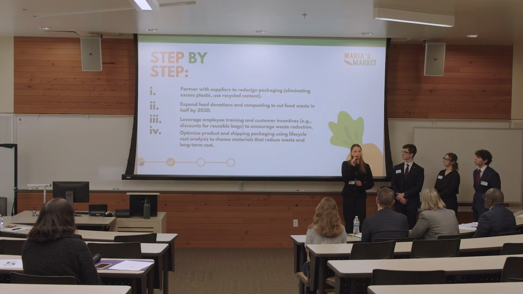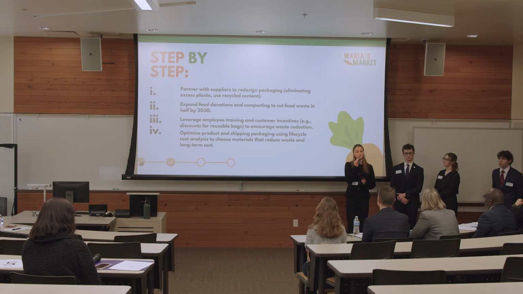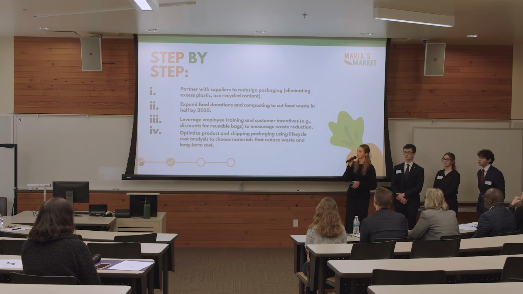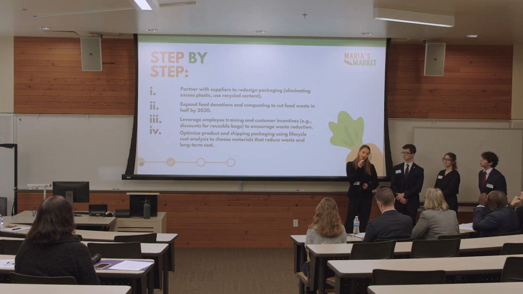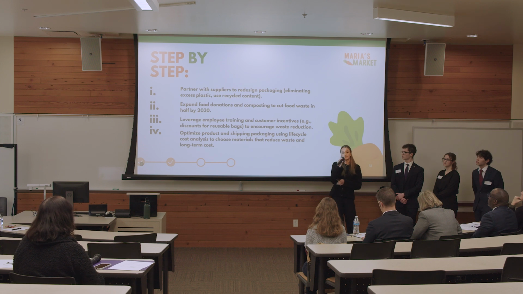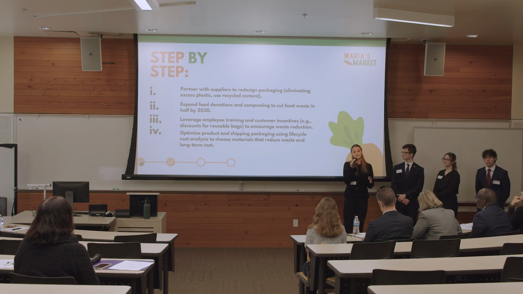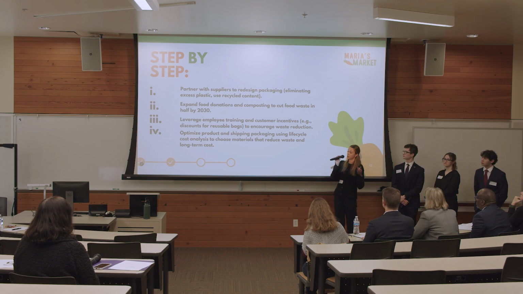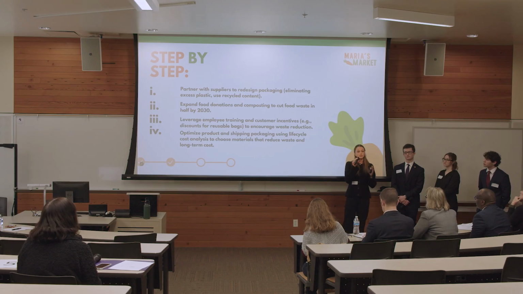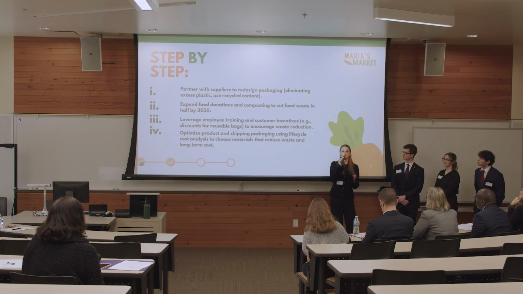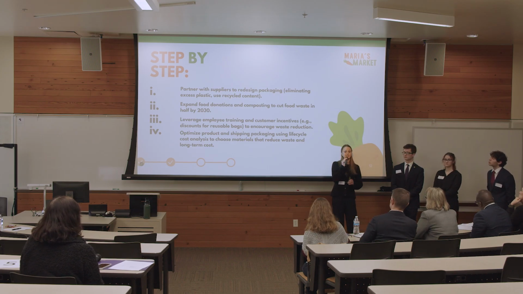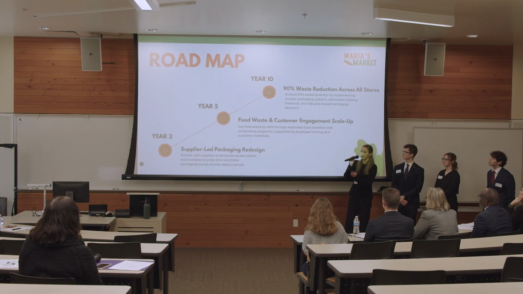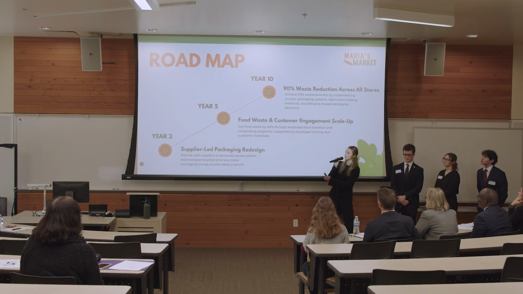Here is our step-by-step on how we will accomplish this. First, we will partner with suppliers to redesign our packaging to reduce excess plastics and use more recycled content. Our second step is to expand our donations and composting to cut food waste in half by 2030. Our third step would be to leverage our employees by training them and to incentivize our customers to further encourage waste reduction. Our fourth step would be to use life cycle cost analysis. Through this, we will optimize our packaging and shipping to ensure that every material used will reduce waste and cut costs long term. Now we have designed a roadmap which will take you through years 3, 5, and 10.